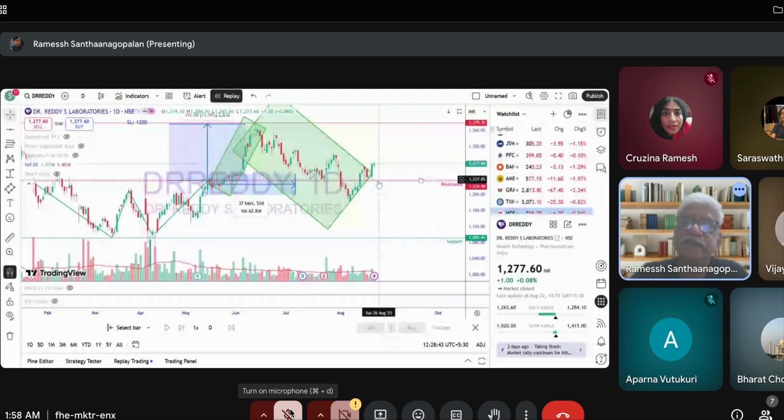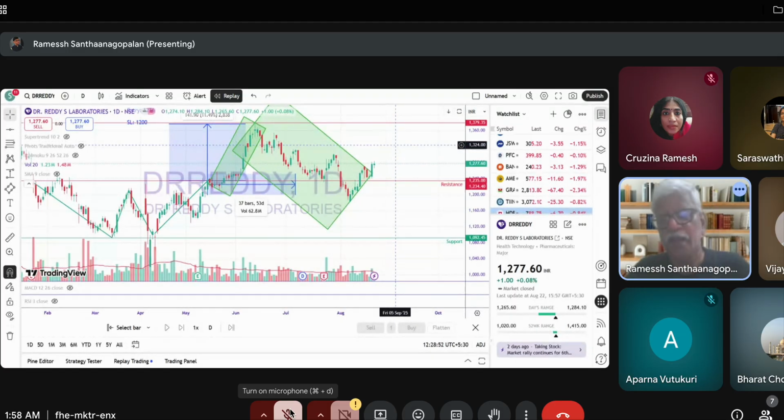And here there is a support, there is a resistance. So from 1277, the stock is expected to go up to 1379. Almost 100 rupees possibilities are there, and you can gain. Let us keep it running.